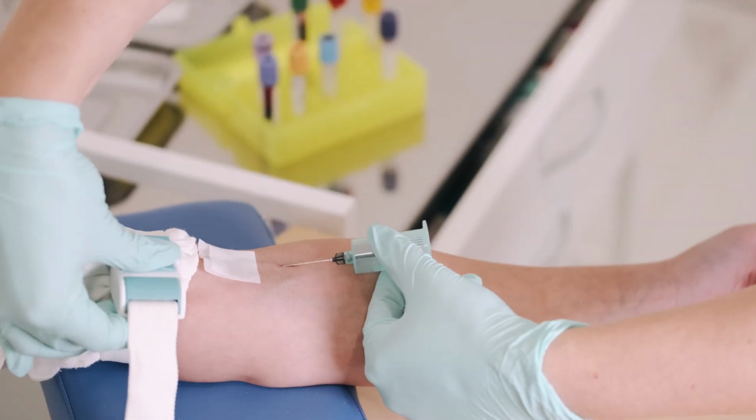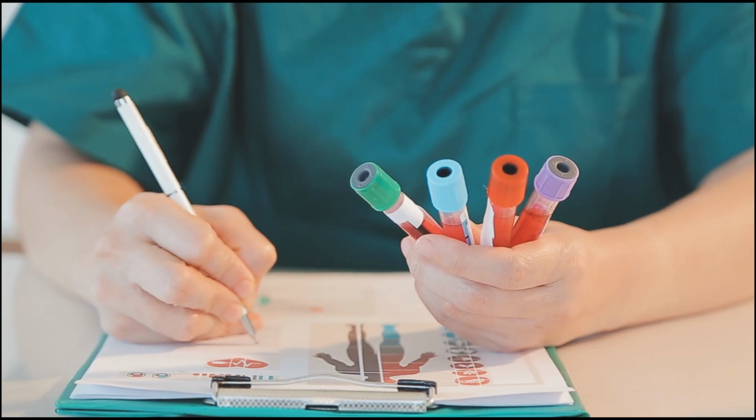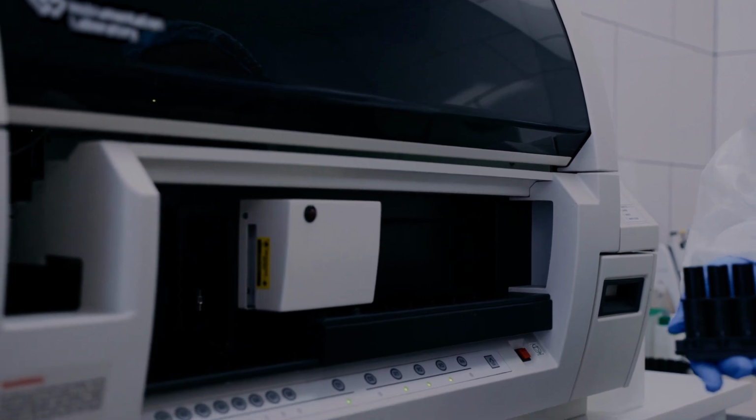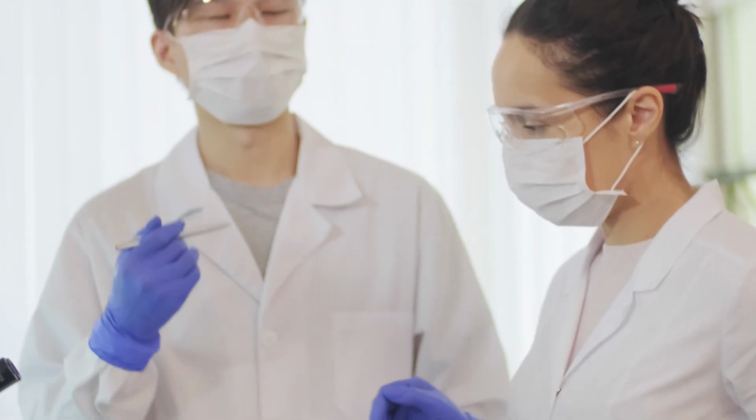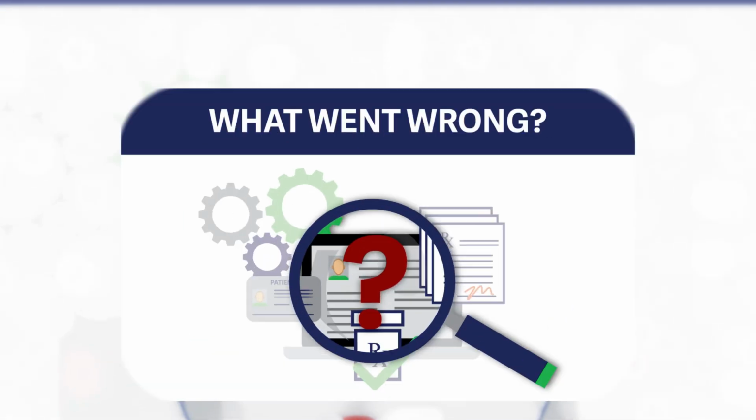Imagine you draw blood from a patient, label everything correctly, and send it to the lab, but when results come back, they make no sense. Calcium levels are off, potassium is sky high, and the doctor is confused. What went wrong? Well, the problem might not be the patient, it might be you didn't follow the order of draw.